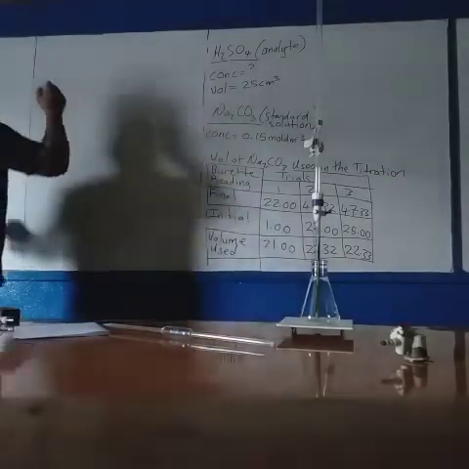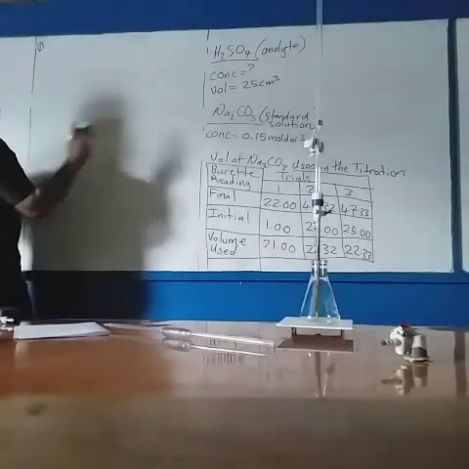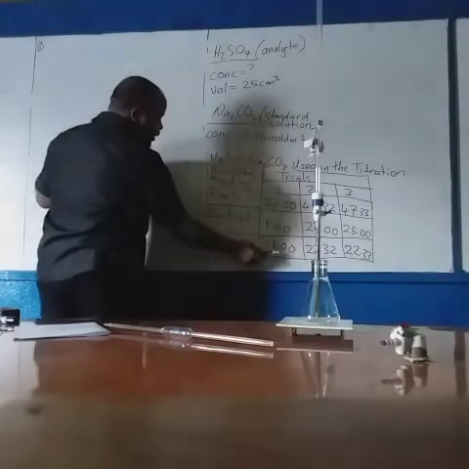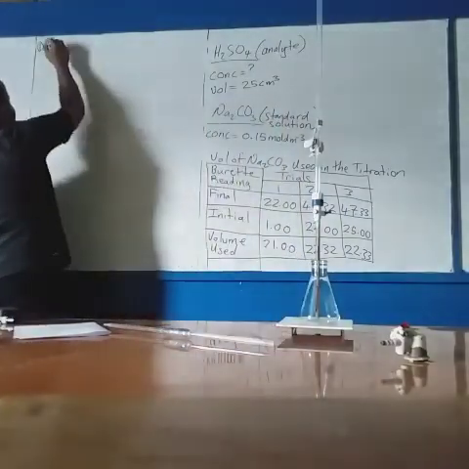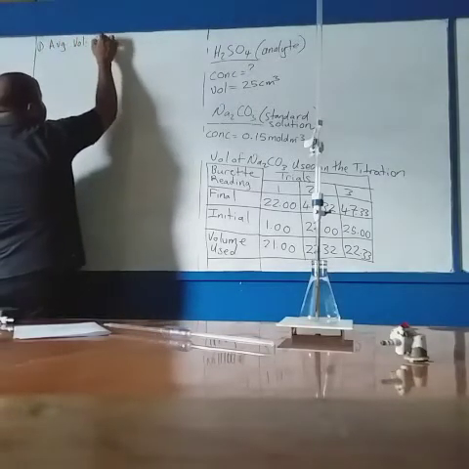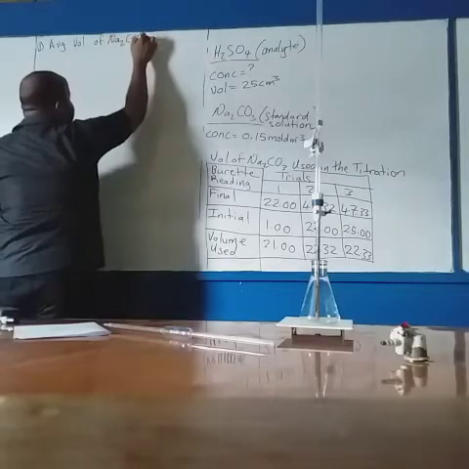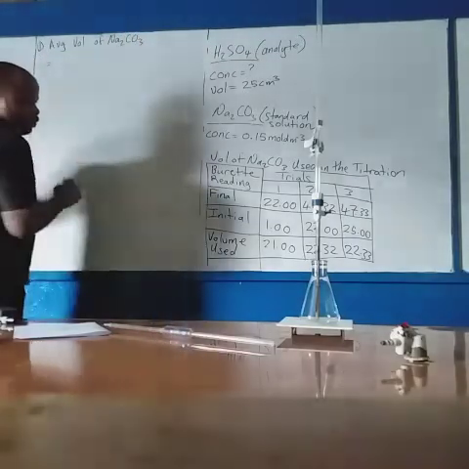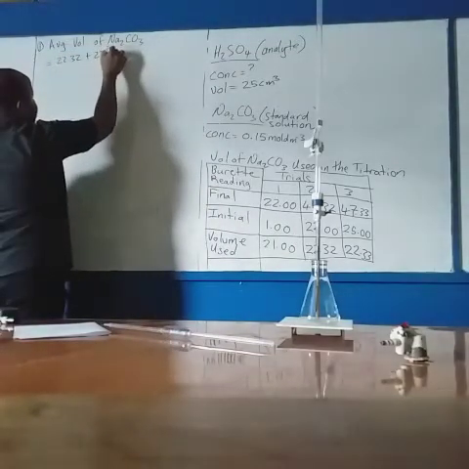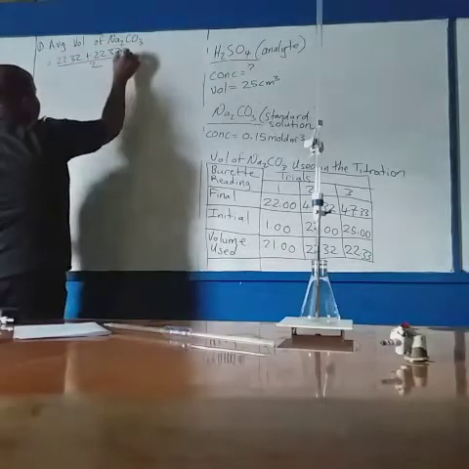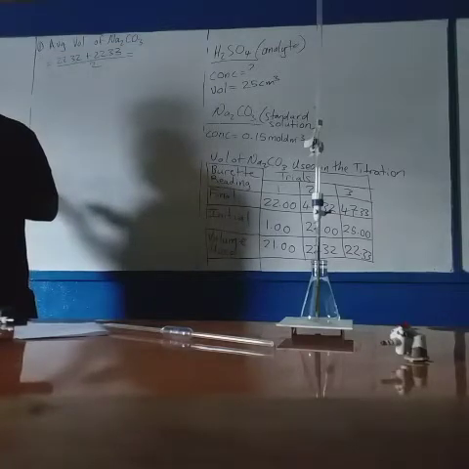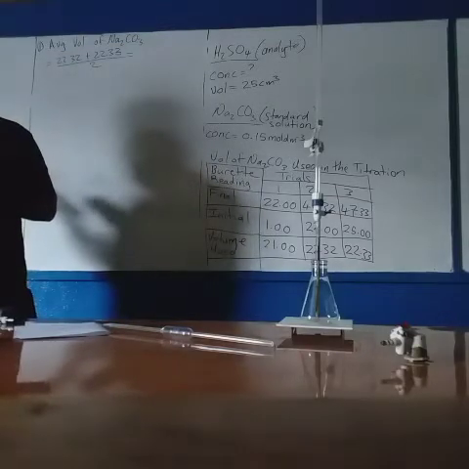So the first calculation we're going to do is that of finding the average. So remember, we're using the two closest ones since this one is off. So the first calculation is the average volume of sodium carbonate. And that would be 22.32 plus 22.33 divided by 2. 22.33.